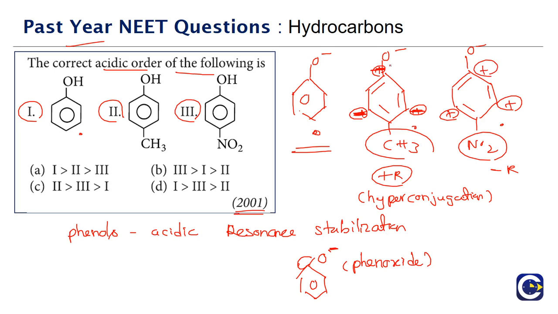The carbon that is directly attached to the O minus, in the case of methyl, we see that the carbon itself is getting negative charge. Since this carbon is already getting a negative charge because of the plus R effect of the methyl group, it will not have that much tendency for pulling away the negative charge of O minus. The negative charge of O minus should be pulled away towards the ring.